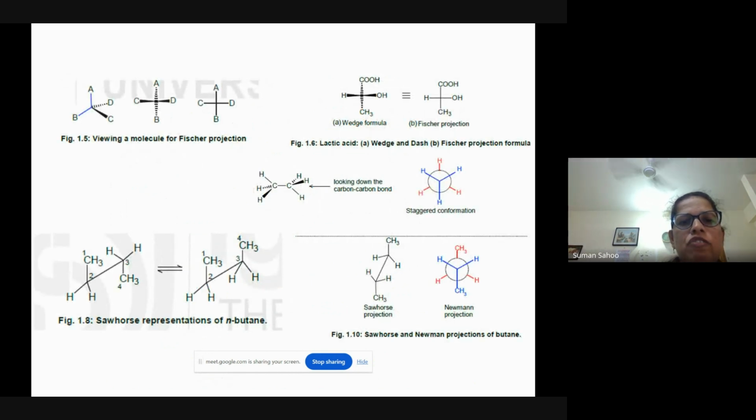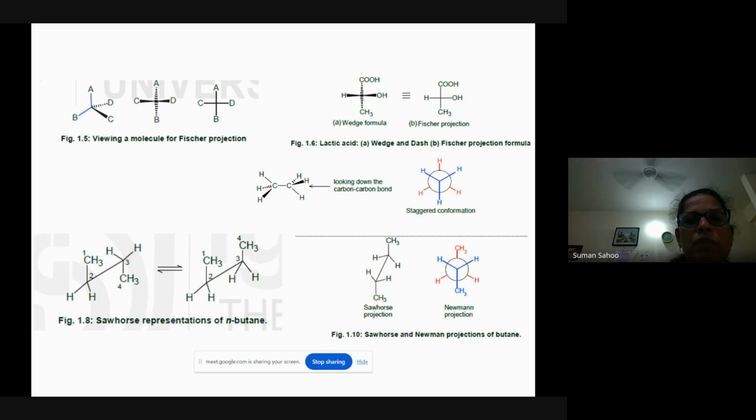Also we can do the Fischer projection. There are 2 types of Fischer projection. This one is our Fischer projection formula. From your flying wedge, you just see the central carbon atom lying on the plane of the paper, and A and B are going backward from the paper, and C and D are coming out of your paper.